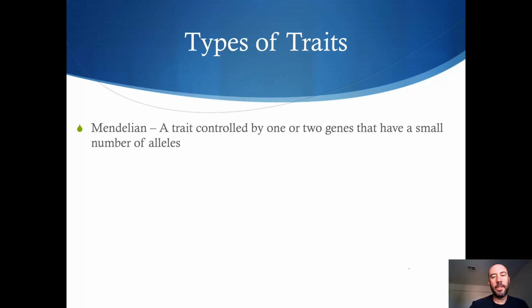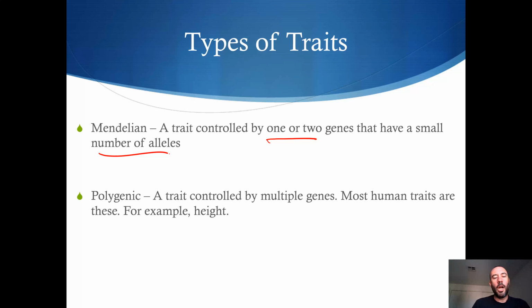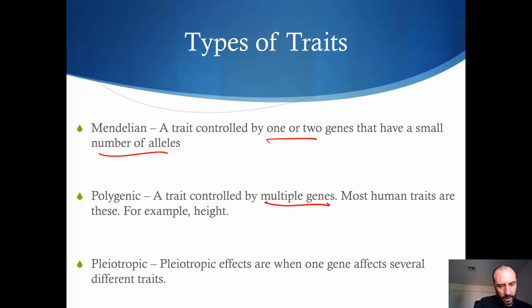So as I said, a Mendelian trait is controlled by one or two genes that have a small number of alleles, right? So you can easily do those Punnett squares. You can easily calculate the probabilities of not only the genotypes, but the phenotypes. A polygenic trait is a trait controlled by multiple genes. Most human traits are polygenic, for example, height. And then there's something called pleiotropy or pleiotropic effects. A pleiotropic effect is when one gene affects several different traits.